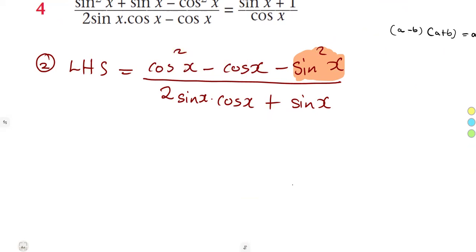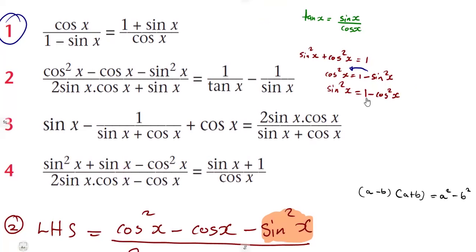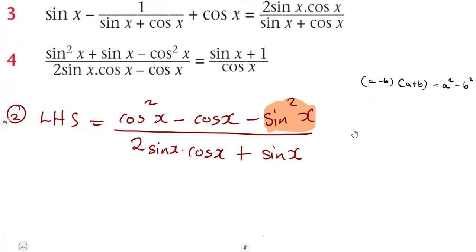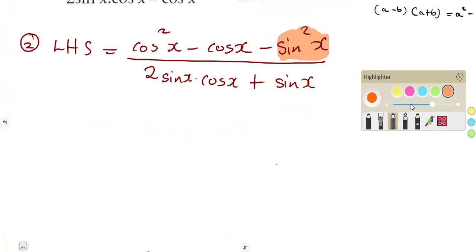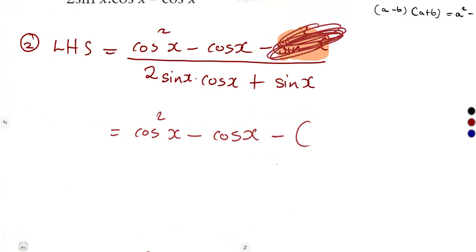Remember, sine squared in terms of a cos is what? Sine squared is 1 minus cos squared. So let's put that one: 1 minus cos squared. Let's see what's going to happen here. We are going to have the cos squared of x minus the cos of x minus, in place of sine squared, 1 minus cos squared of x. This is what we have.